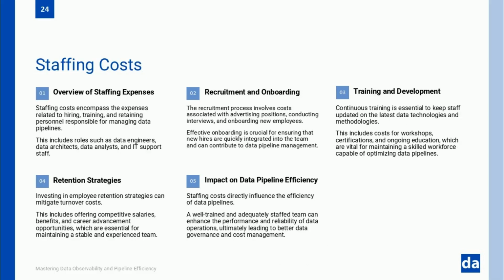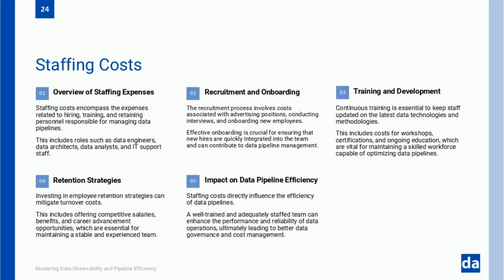Let's dive into an essential aspect of managing data pipelines: staffing costs. Behind every efficient pipeline is a skilled team, and investing in that team requires careful consideration. Overview of staffing expenses. Staffing costs cover hiring, training, and retaining personnel responsible for managing data pipelines. This includes data engineers, architects, analysts, and IT support staff, roles critical for ensuring pipeline efficiency.